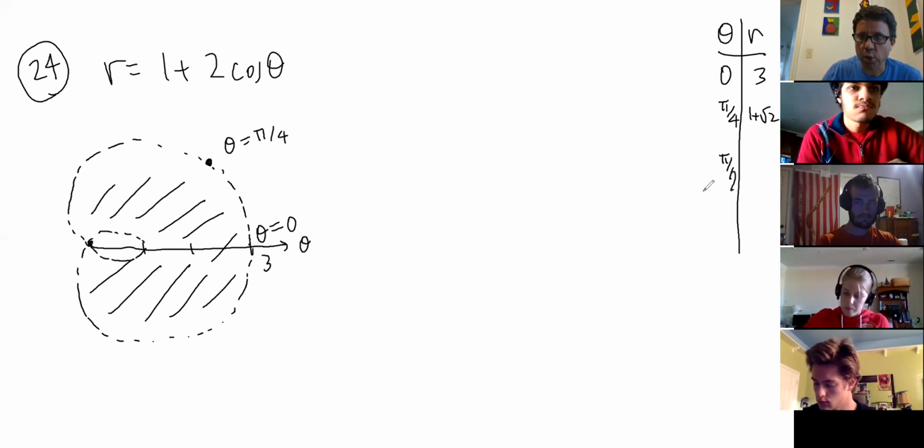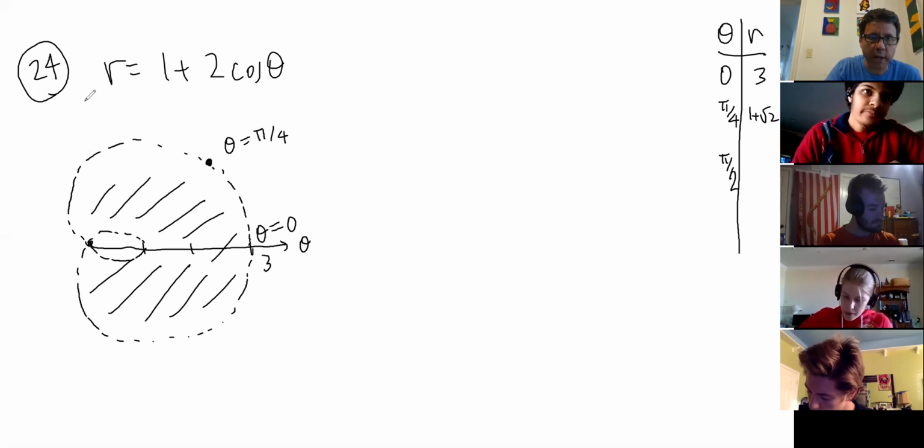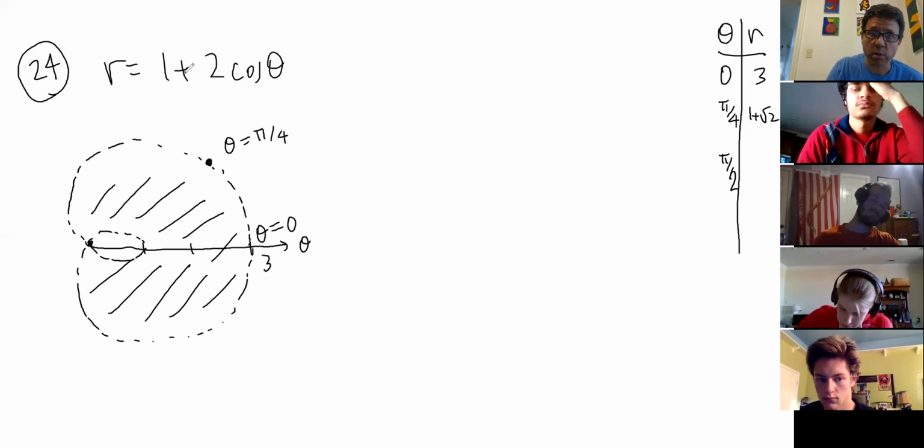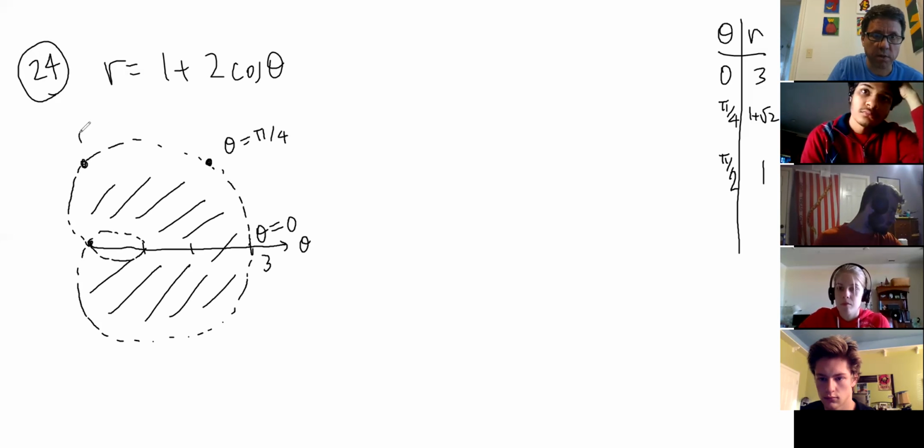If I did pi over 2, so if I went straight up, then I plug in pi over 2. Cosine is 0, so that part drops out, and I just get 1. So that at least makes sense.